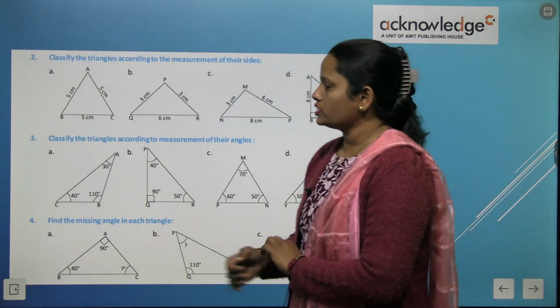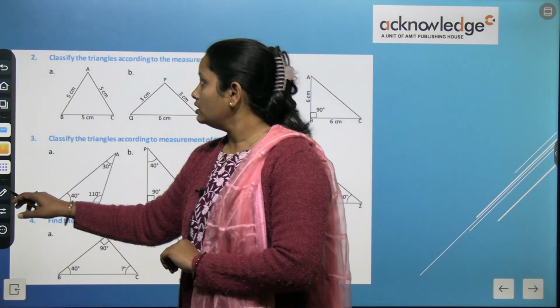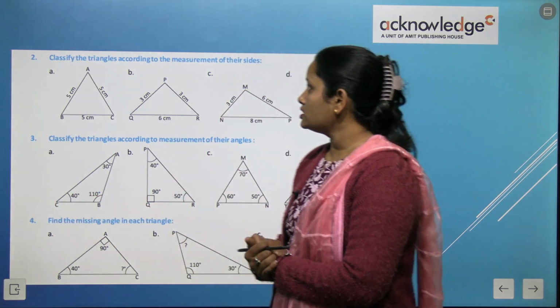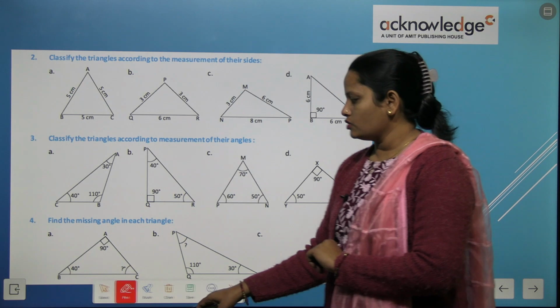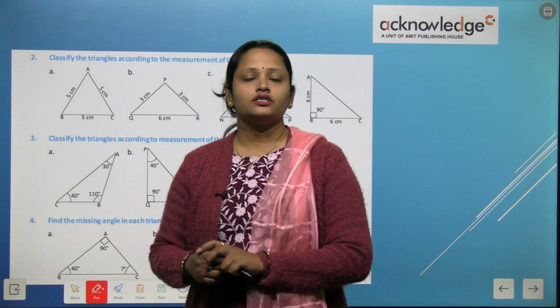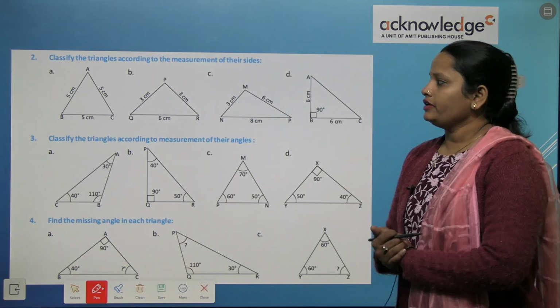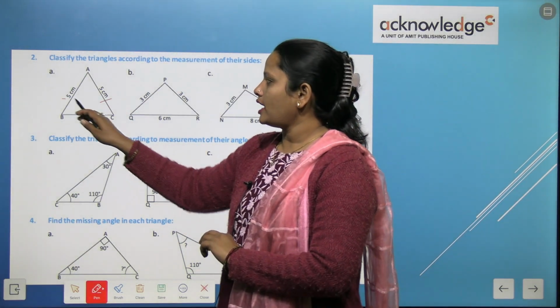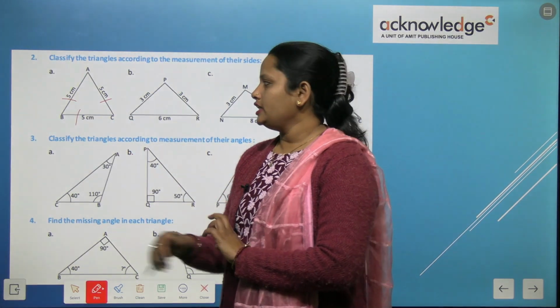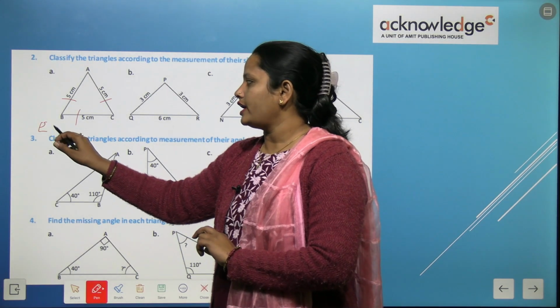Now question number 2 says classify the triangles according to the measurement of the sides. इनके sides देखने हैं, उसके according we have to classify these triangles. So when we see the first triangle, हम देख सकते हैं जो सारे sides हैं equal हैं, तो जहाँ equal है वो equilateral बन जाता है.